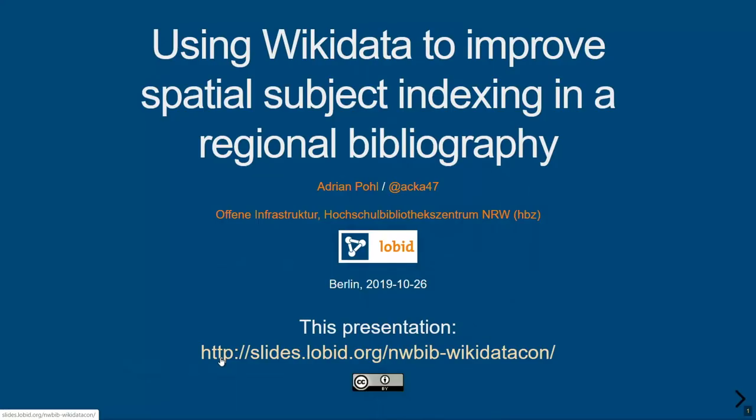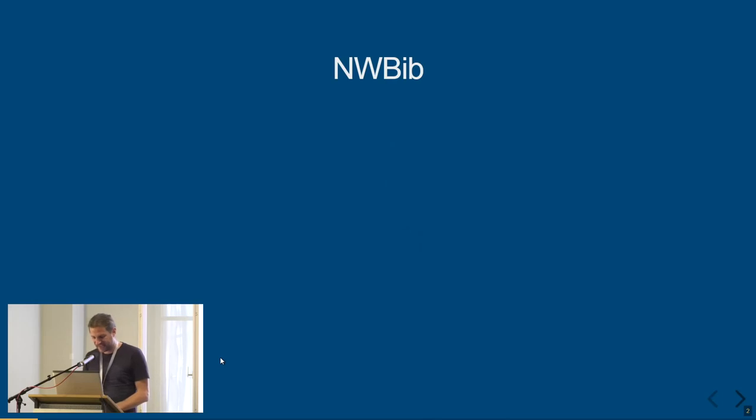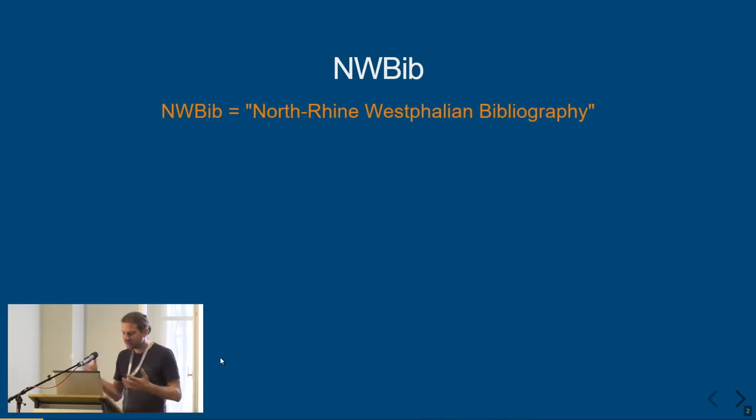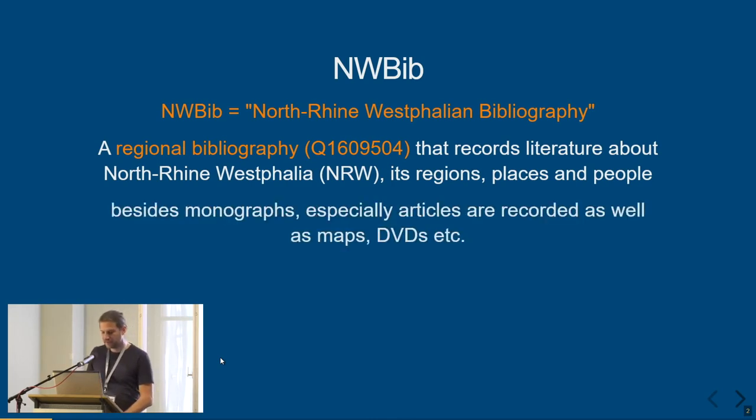Okay, hello everybody. I'm going right into the topic. I only have 10 minutes to present a 3-year project. It wasn't full time. Okay, so what's the NWBIB? It's an acronym for North Rhine-Westphalian Bibliography. It's a regional bibliography that records literature about people and places in North Rhine-Westphalia.